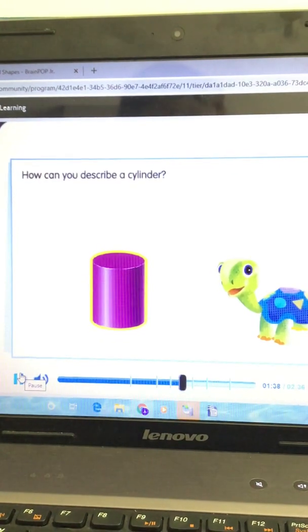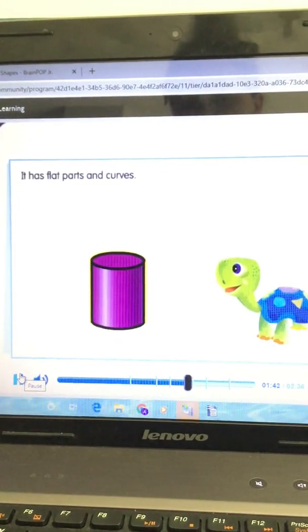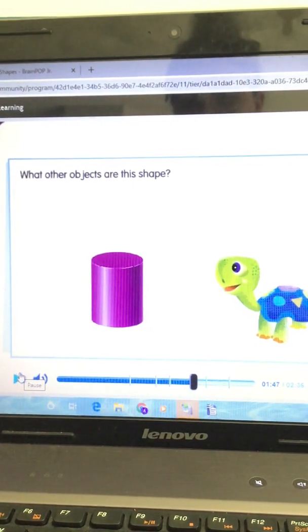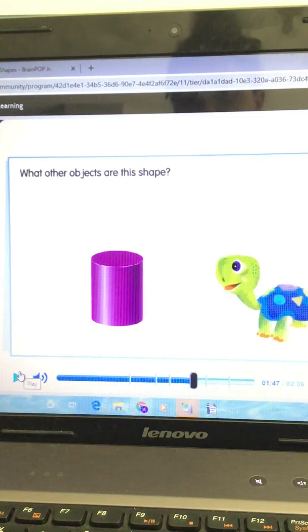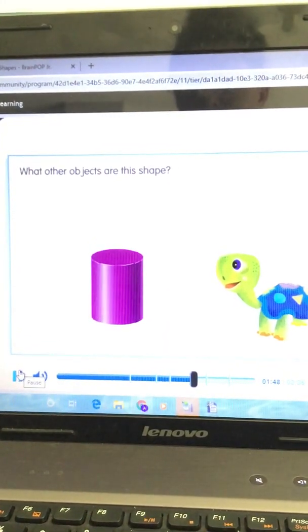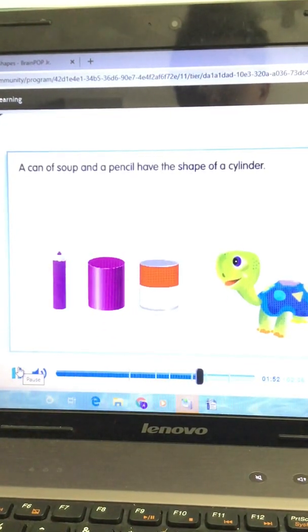How can you describe a cylinder? It has flat parts and curves. What other objects are this shape? A can of soup and a pencil have the shape of a cylinder.